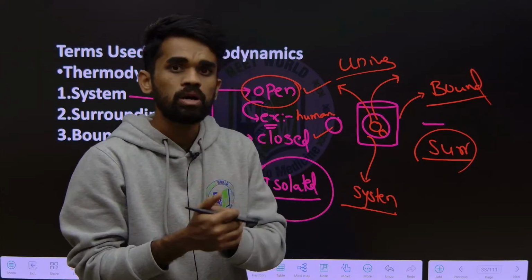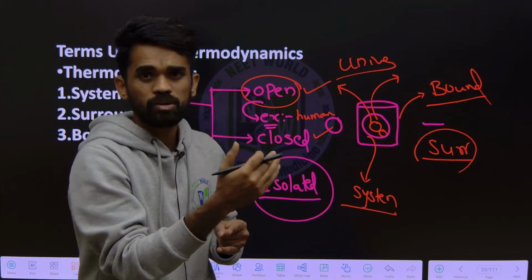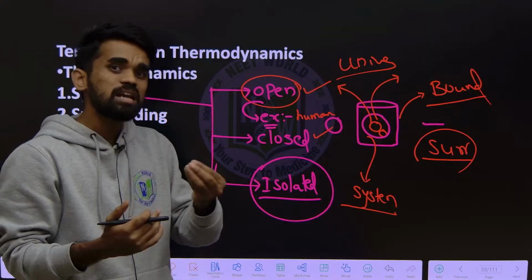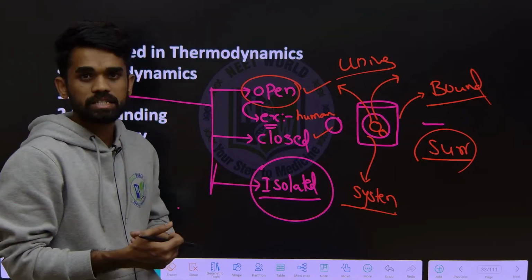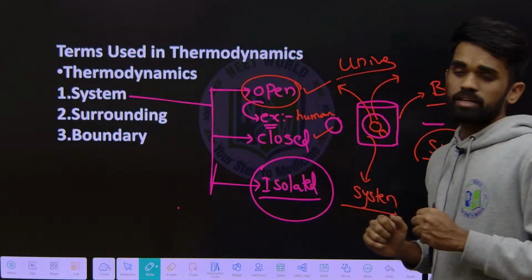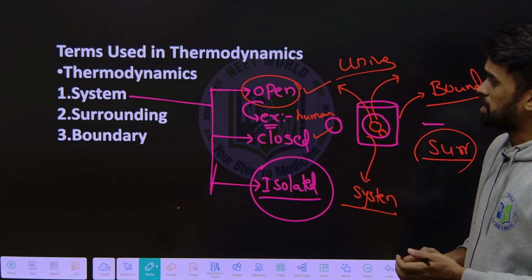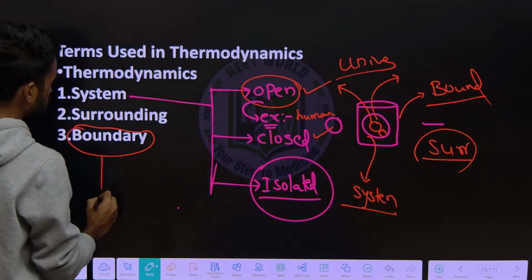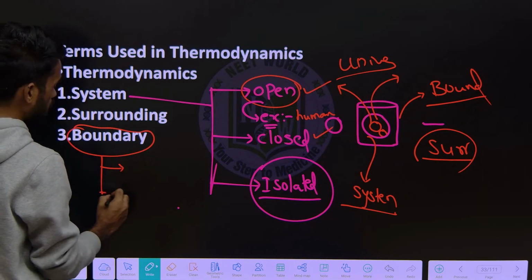It will hold that hotness for around 5 to 6 hours, right? So we can consider it is almost acting as an isolated system. That's it. These are the 3 examples. Okay, next. The boundary can also be considered as 2 types: one is the adiabatic wall and the other is the diathermic wall.